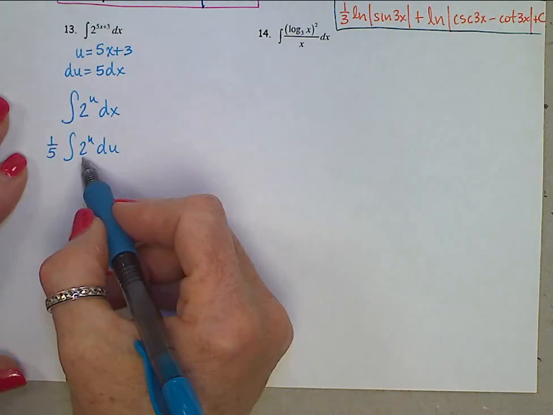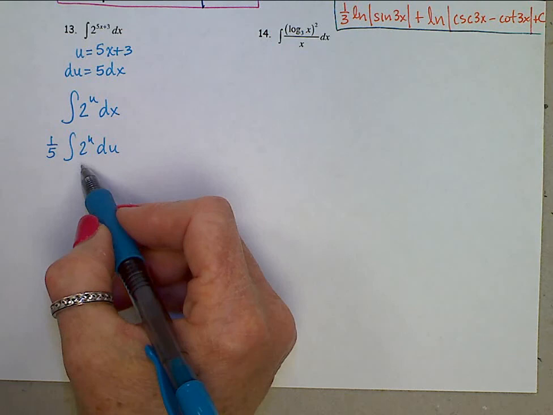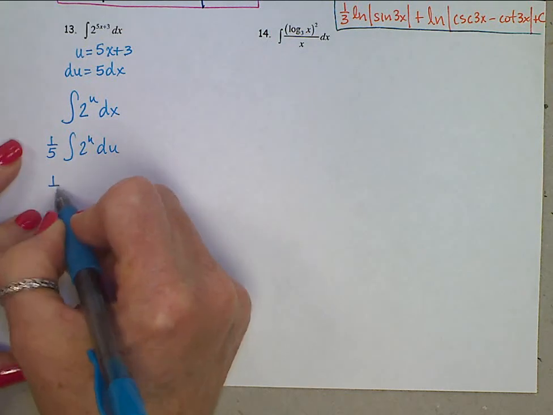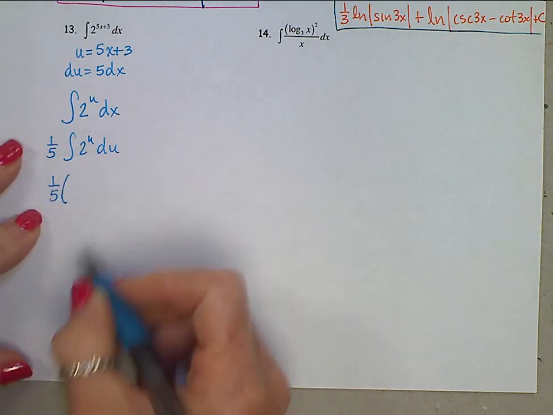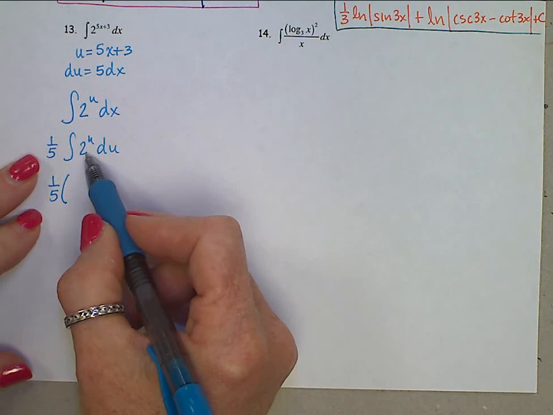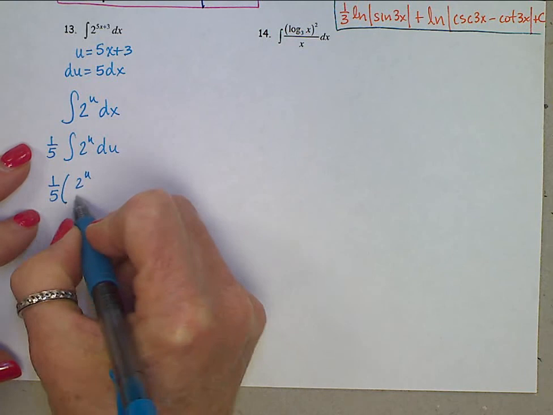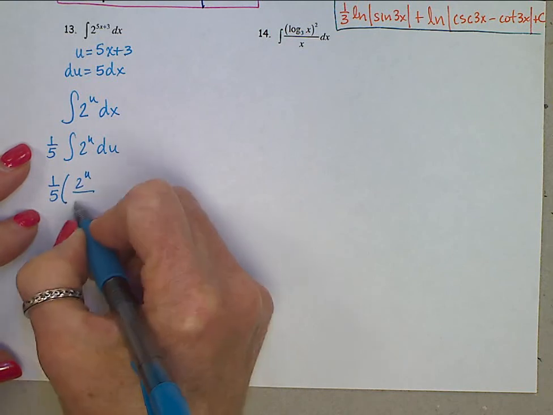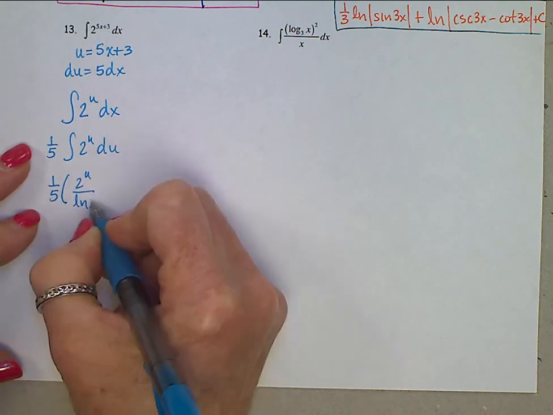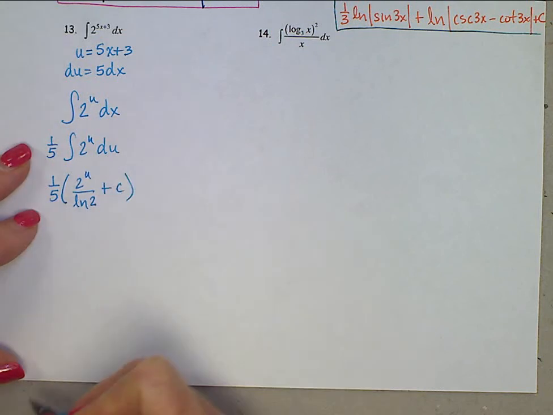And now, following the formula from the previous page, this 1/5 comes down, and the antiderivative of a to the u is a to the u, or 2 to the u, over ln a, which in this case is 2, and then plus a c.